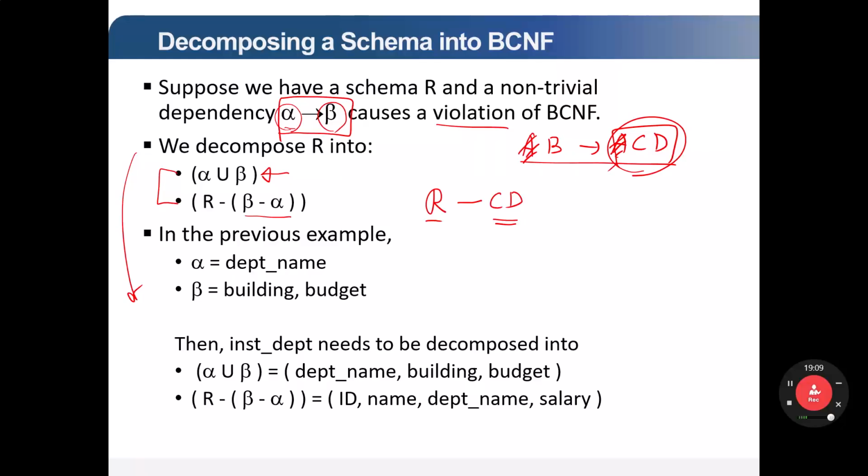Okay? So in the previous example, we had a problem for this functional dependency: department name determines building and budget. And we don't have a duplicate attribute on both sides, so we don't need to worry about this minus alpha. You can ignore it. Then the first table will include all these three attributes. And for the second table, we deduct building and budget from the original table. That's going to be the second table.